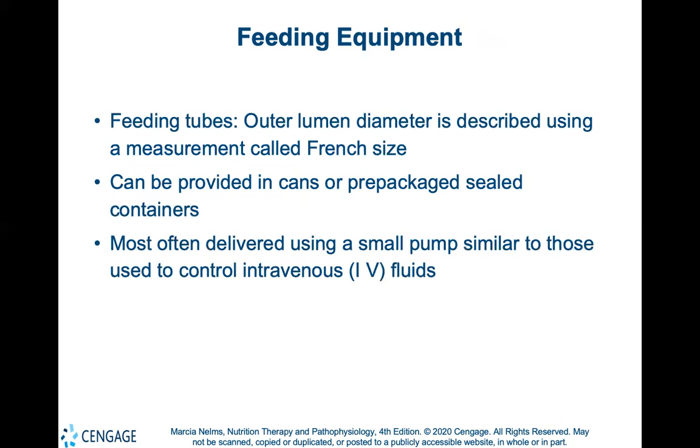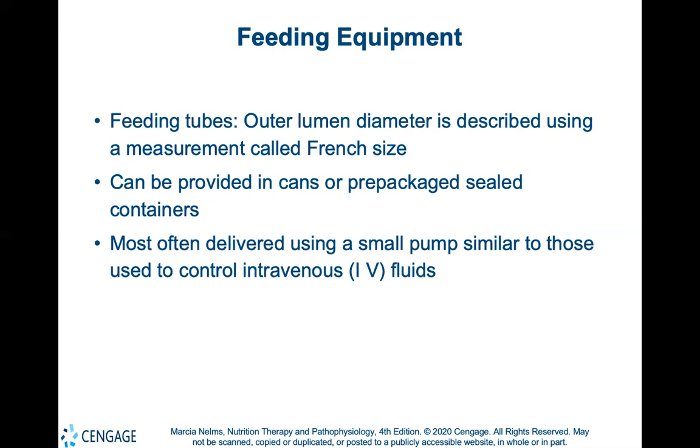Sophisticated feeding tubes, feeding administration sets, and pumps have been developed so that enteral feedings are more comfortable for the patient and easier for patients or caregivers to administer. Feeding tubes continue to improve so that they are soft and palatable, resist clogging, and have flexible weighted tips. Most are made of polyvinyl, silicone, or polyurethane. The outer lumen diameter is described using a measurement called French size. 1 French equals 0.33 millimeters. Most tubes are 10 to 14 French.